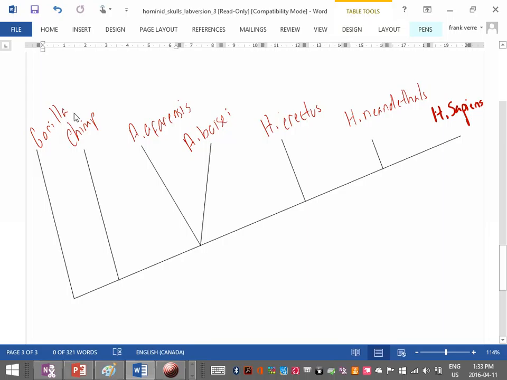Now, you collected a whole bunch of data. So, I'm going to ask you a bunch of questions, see if you guys can figure this out, alright? By looking at your data, what distinguishes this side of the tree, so from here to here, from the gorilla and the chimp? What's different when you look at the data? What's different about the gorilla and chimp when you compare it to those other specimens? Afarensis, boisei, erectus, Neanderthals, and Homo sapiens.